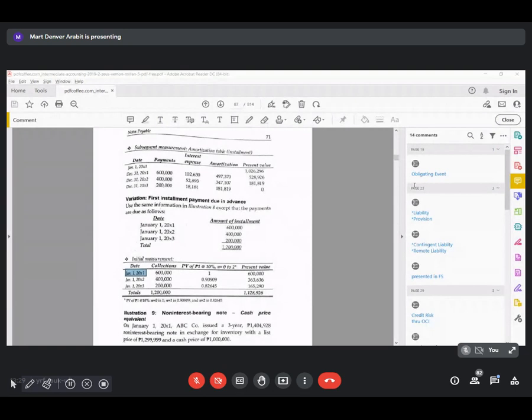Walang question? Sir, pwede po pa-send ng... Ay, hindi ko na-save. Sorry, hindi ko na-save yung Excel file.